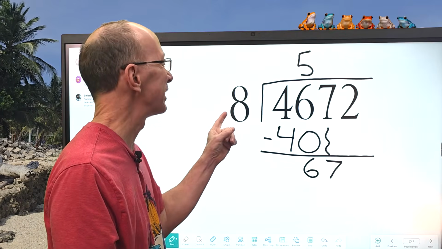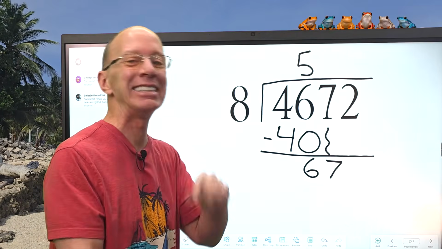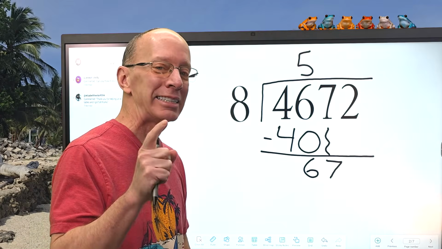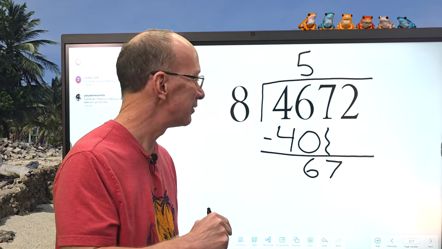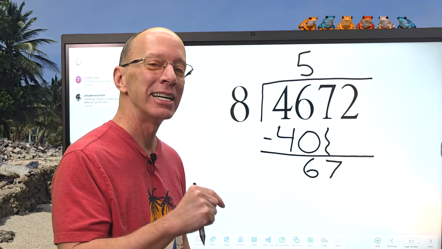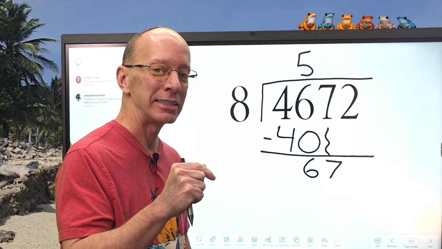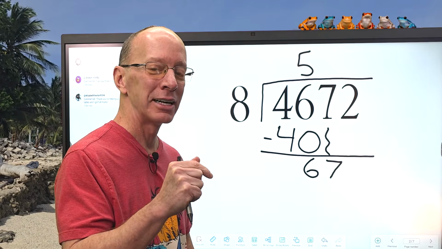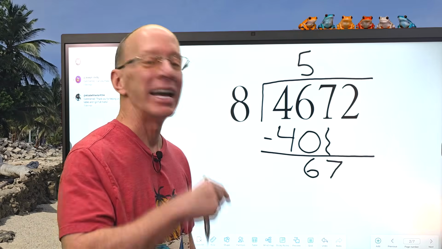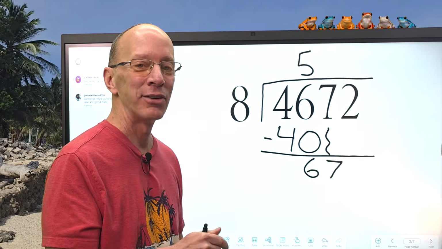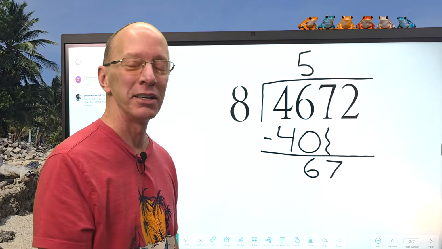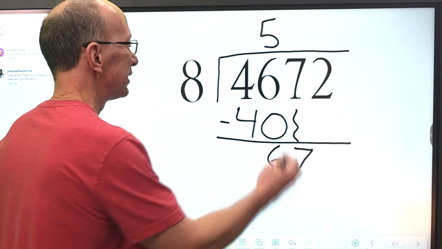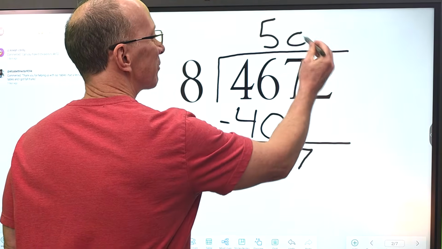How many times can I put 8 into 67? 8 times 7, what is it? 56. I'm sorry, 8 times 8 is 64. I'm all messed up right now. 8 times 8 is 64. You're not going to get any more than that. So let's just try 8 times 8.